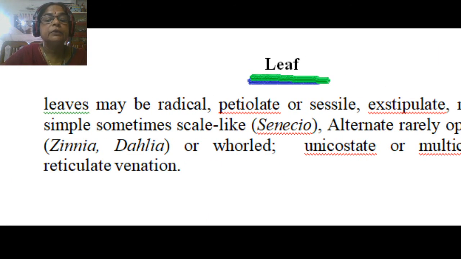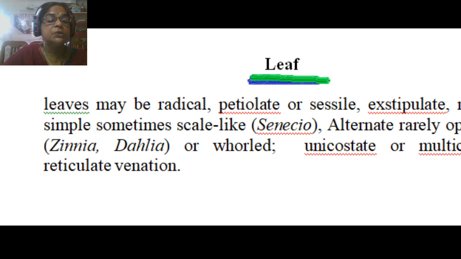Then leaf. This leaf is radical, cauline, petiolate or sessile. Both characters are present, may be petiolate or may be sessile. Exstipulate, simple. Sometimes it is scale-like. It is reduced in Senecio.